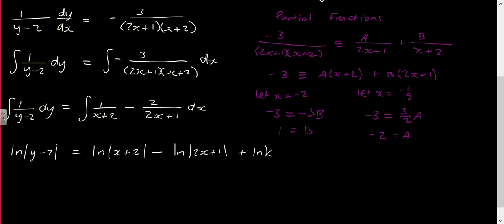All right. So we separated variables and integrated both sides. I used partial fractions for my fraction in order to integrate it, and I've written my constant as a natural log because everything else is a natural log.